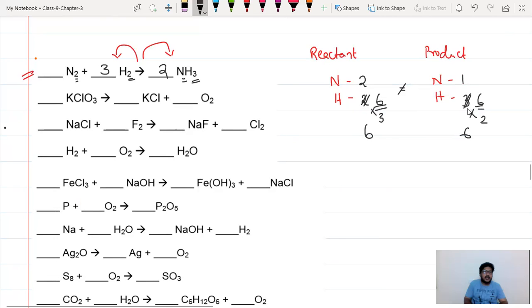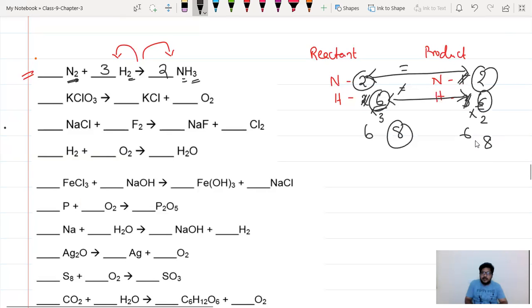Now 6 and 6 are equal, but if you place 2 here, 2 is given to nitrogen also. Here if you observe, how many nitrogens? 2 we have. So 1 has become 2. If you observe, 2 and 2 on the reactant and product side, 6 and 6 on the reactant and product side, both are the same. Now if you count 2 plus 6, it is 8, and 2 plus 6, it is 8. Now we can call this a balanced chemical equation.